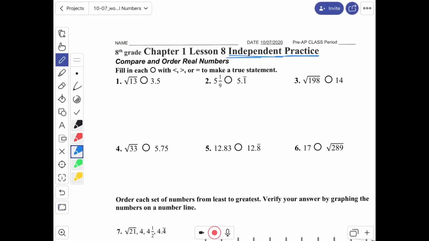Let's look at the independent practice you're supposed to do today. Again, you can use a calculator on 8th grade material, because if you were in the 8th grade, you would get to use a calculator. We don't use a calculator on the 7th grade stuff. So if you use a calculator, you can put in there, what is the square root of 13? I get 3.60, which is greater than 3.5. So the alligator's mouth needs to be open like that.